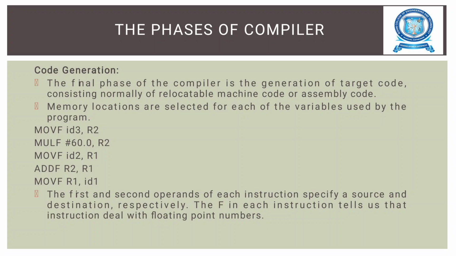Move identifier 3 to R2, then multiply the constant value with the content of R2, and store the result into R2. Then move the content of identifier 2 to R1, then add R2 and R1. Finally, the result is stored into identifier 1.